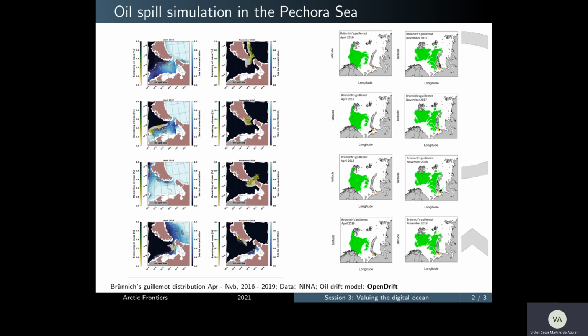When we couple these simulations with the distribution of Brünnich's guillemots on the right column, you can observe that oil spills are apparently more dangerous to the species in November, when they occupy the eastern Barents Sea, but possibly less dangerous to the species in April, when the colonies are located predominantly in the central and west Barents Sea.